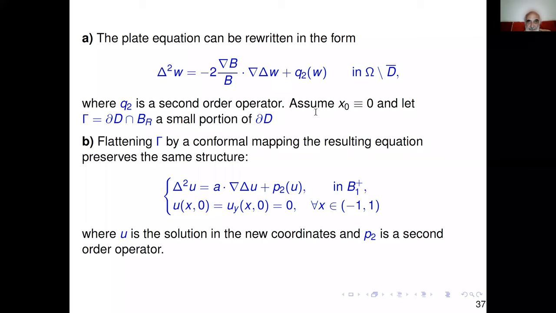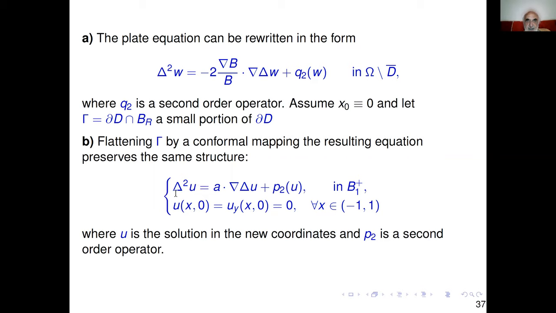The first step consists in flattening the portion of the boundary in which we have the Dirichlet condition. And we can flatten this portion of the boundary by a conformal mapping. It is important that by using this conformal mapping, the structure of the equation that you obtain is the same.